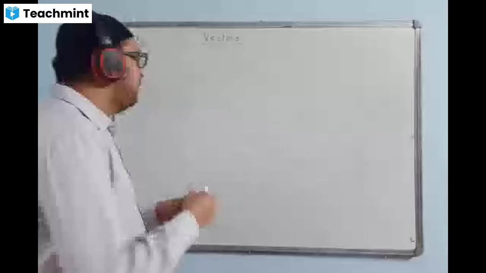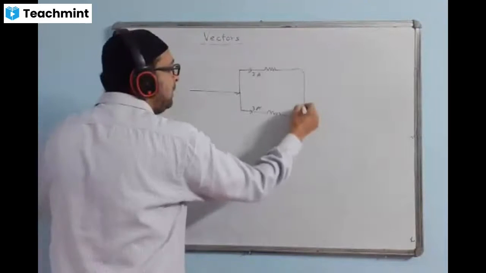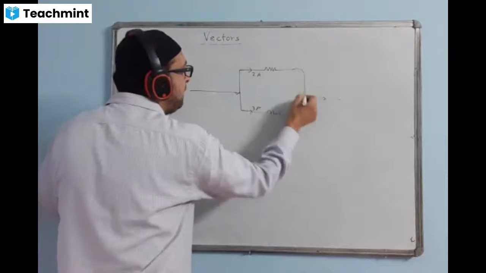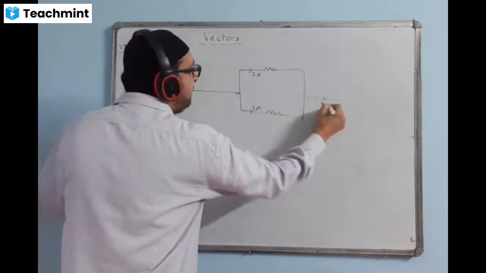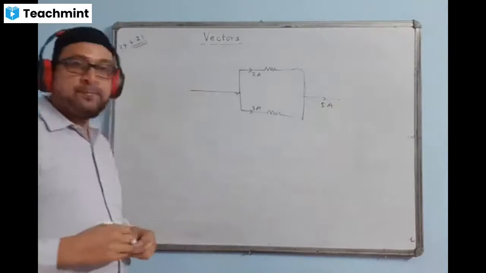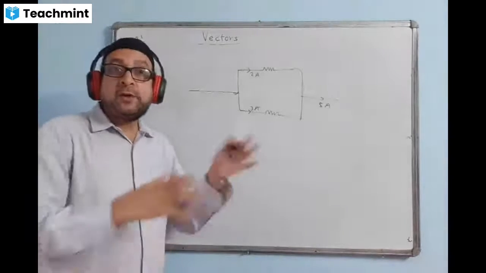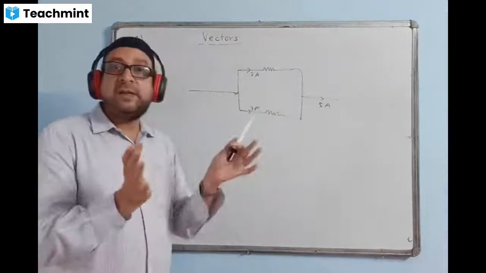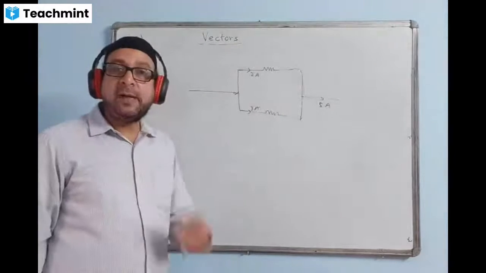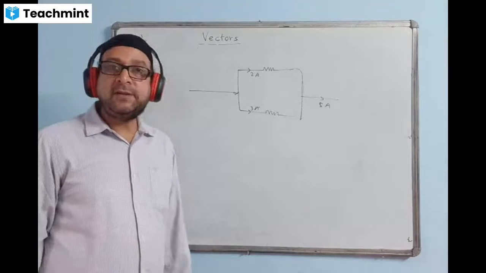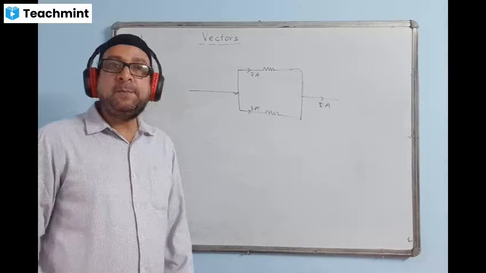What is the total current? 2 ampere and 3 ampere. We simply add and we write 5 ampere. We do not bother about the angle between them. We do not see how much angle they are making and all that. We simply add them.